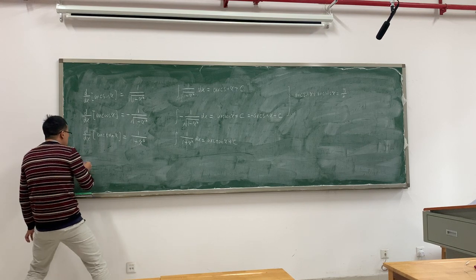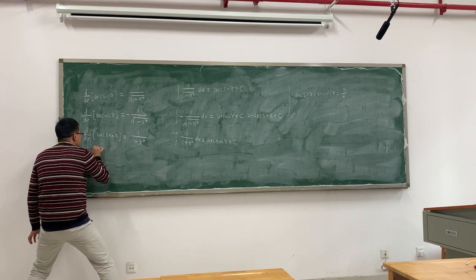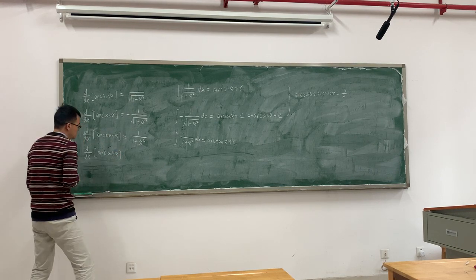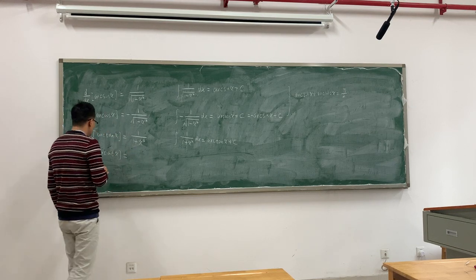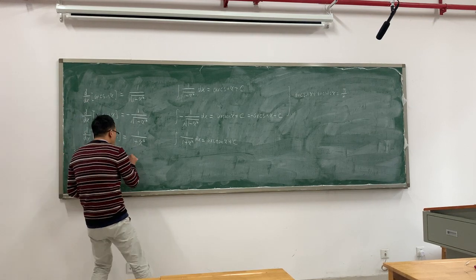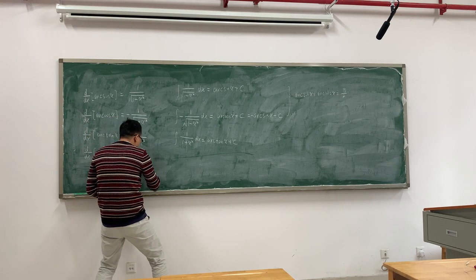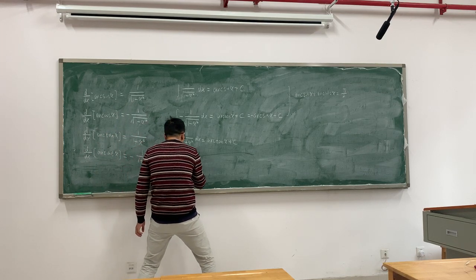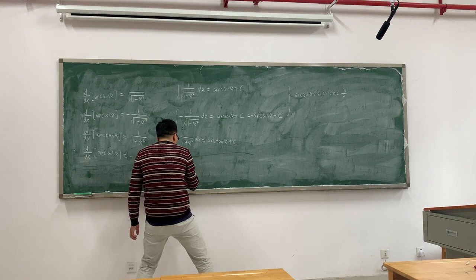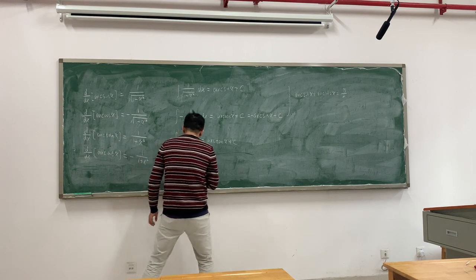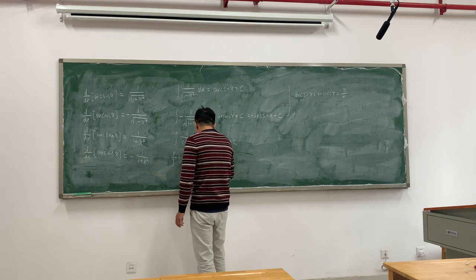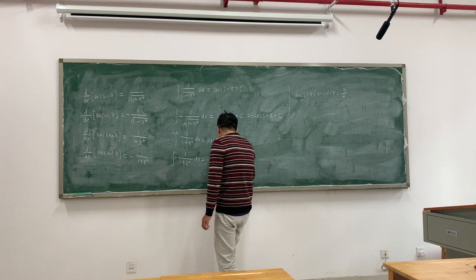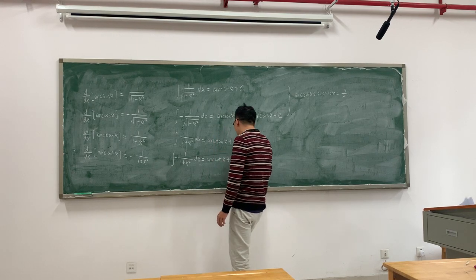Also d/dx of arc cotangent x is equal to minus 1 by 1 plus x squared. So from here we have the antiderivative of minus 1 by 1 plus x squared dx equal to arc cotangent x plus c.